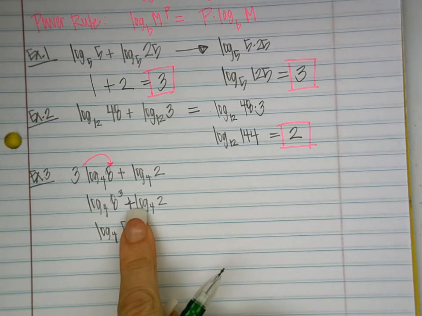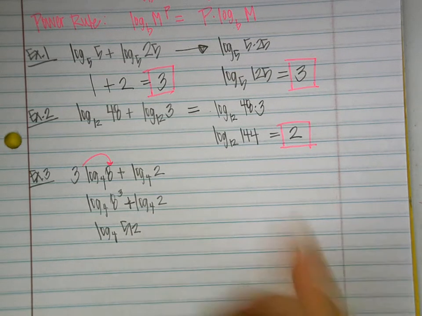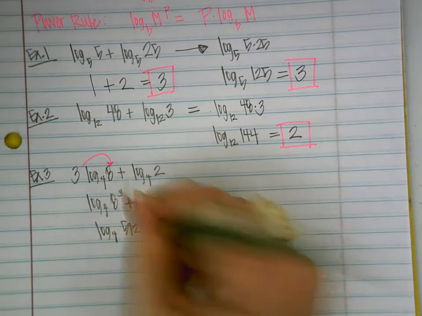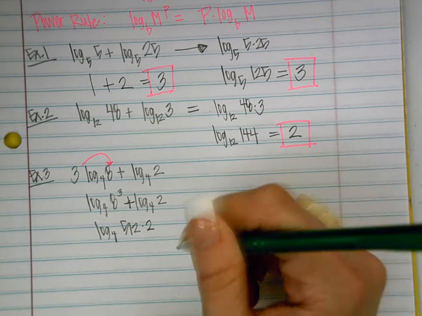What is this going to become? This addition is going to turn into what? Multiplication. So you can multiply that at the same time. Okay, it's okay to write more than one step at the same time.